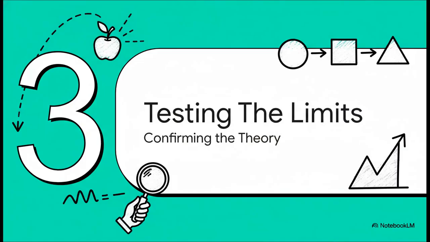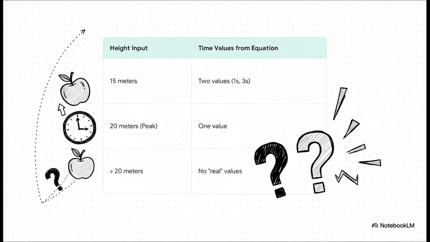I mean, that's a brilliant insight, but a good scientist has to be sure. To confirm his theory was right, Newton decided to push the equation to its absolute limits. He's going to test its predictions at the very extremes of the apple's flight. So let's look at what he found. When he set the height to the apple's absolute peak, 20 meters, the equation gave back only one value for time, which makes perfect sense, right? The apple is only at its peak for just a single instant. Then, when he plugged in a height it could never possibly reach, like 25 meters, the equation gave no real answers at all. It was behaving perfectly.